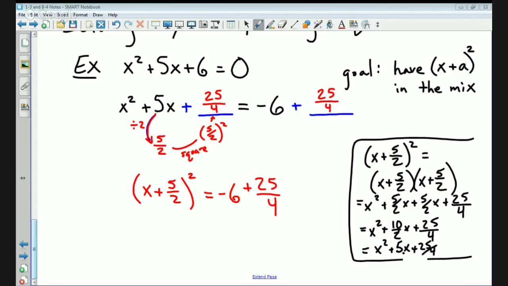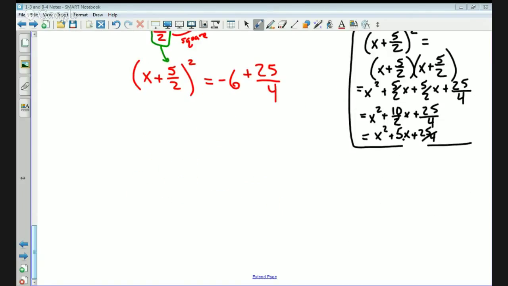So it does always work out where whatever you get when you take half of that number in front of the x, that is the number that goes into the parentheses to complete the square. You do need to square that number so you know what you have to add in to the right side to keep it in balance. But just keep that in mind as you're going through this process.